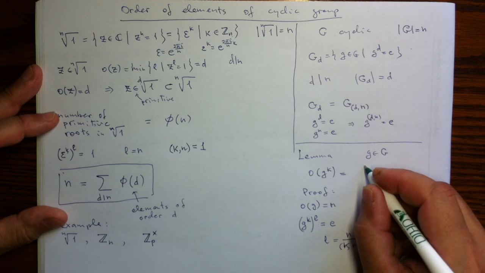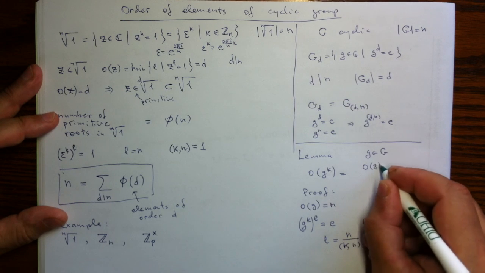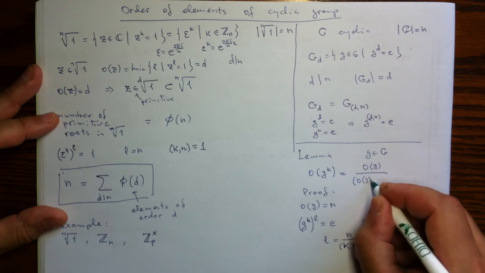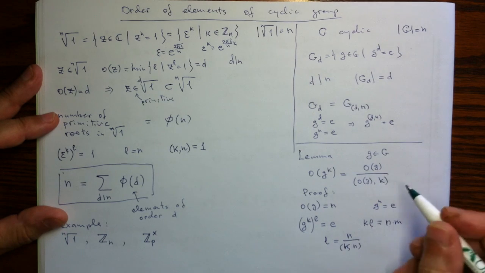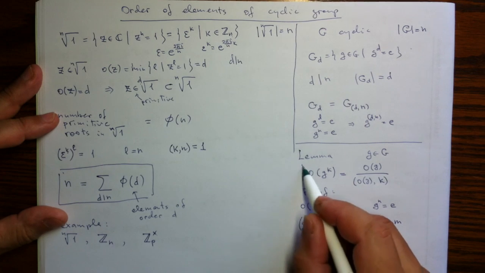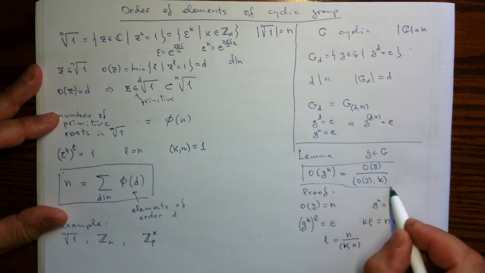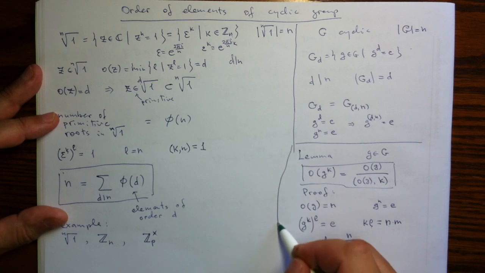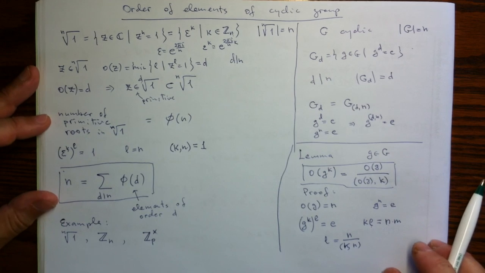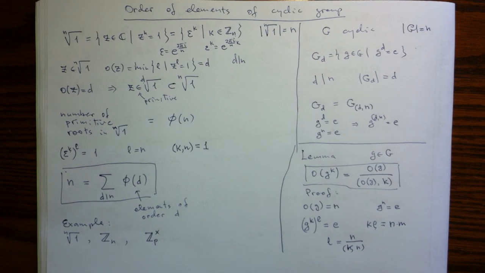So here we are. The sleek answer is that we have to take the order n and divide it by the greatest common divisor of k and the order. So that is another useful formula for computing the orders of powers, effectively in a cyclic group generated by g. That's it. See you later.